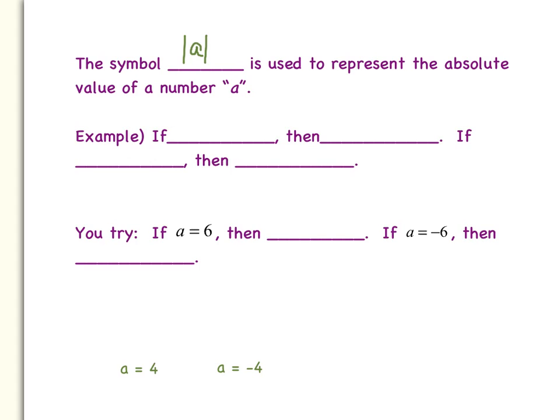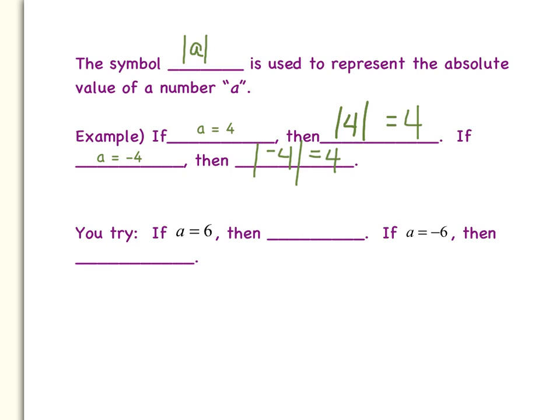Now let's look at an example. If A equals 4, then that means the absolute value of 4, which is written like this, would be equal to 4. Basically what we're saying is the distance from 4 to 0 is equal to 4 units. If A is equal to negative 4, then the absolute value of negative 4 is also equal to 4. Again, it's like we're saying the distance from negative 4 to 0 is 4 units.